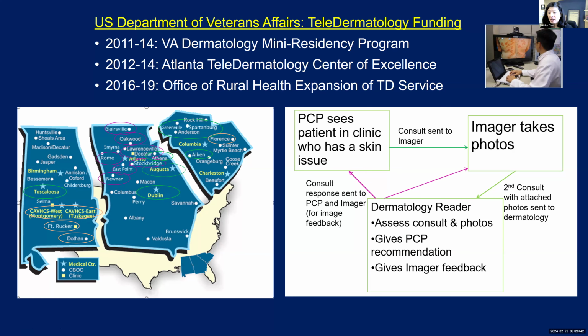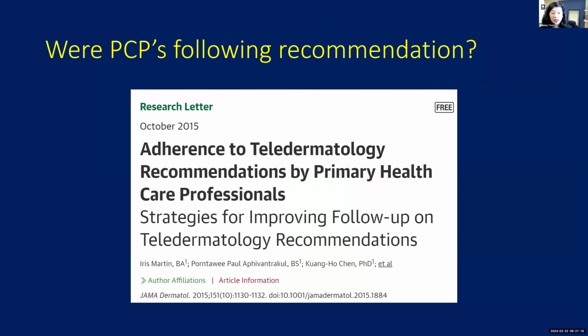And so we assess the consult and the photos. We give feedback to the imagers so that if they don't take great pictures, we can give them some pointers. And then we give the primary care doctor some recommendations so that they can help us give it to the patients. And this became an incredibly efficient way of doing Telederm, such that we no longer just read out for these purple clinics, which was what fed Atlanta, but we eventually ended up reading out for the tri-state area because we were able to get this done quite efficiently.